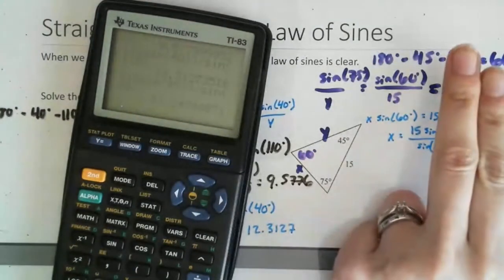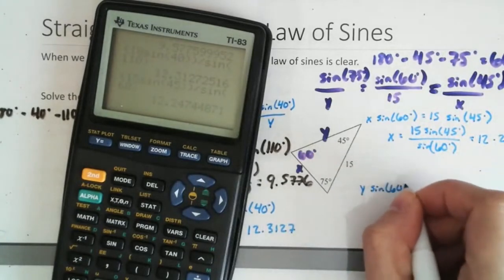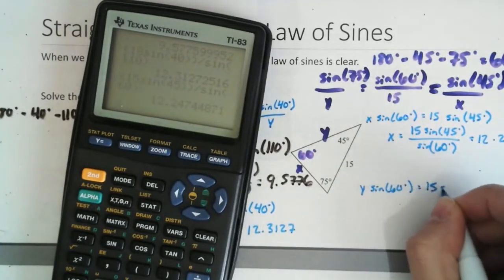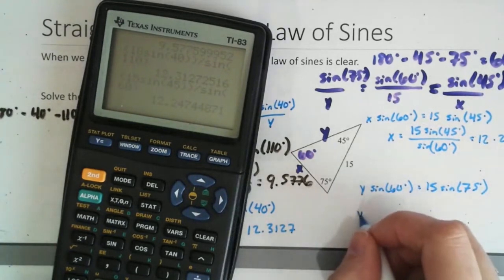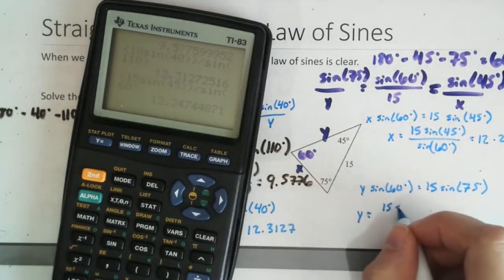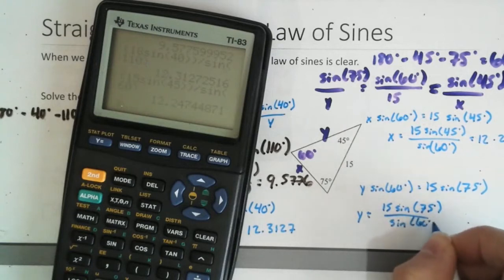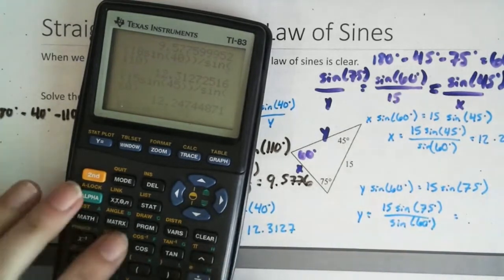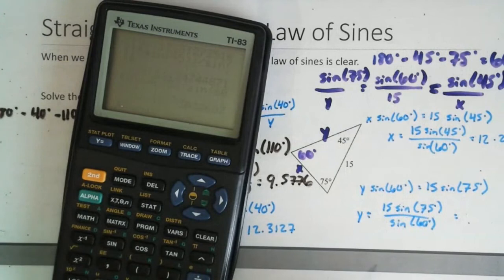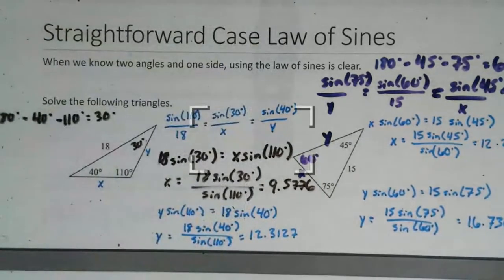And then if I cross multiply solving for y, I'm going to have y times the sine of 60 equal to 15 times the sine of 75. Solving for y, I divide both sides by the sine of 60, and we get y is equal to 15 times the sine of 75 degrees over the sine of 60 degrees. Which gives me 16.7303. And I've solved for that triangle.